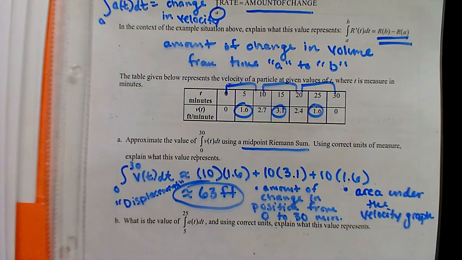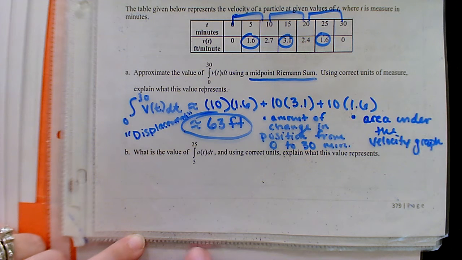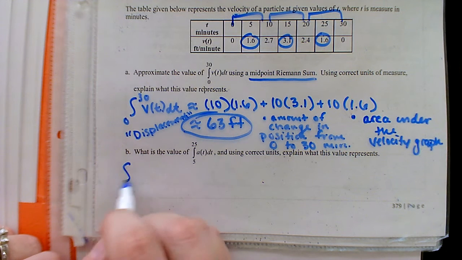Remember, integrals can mean multiple things. Area under a graph, the amount of change, antiderivative. You could approach all three of them if you wanted to. Okay, let's go ahead and check out the next one. What is the value of the integral of acceleration from 5 to 25 using correct units? Explain this value.